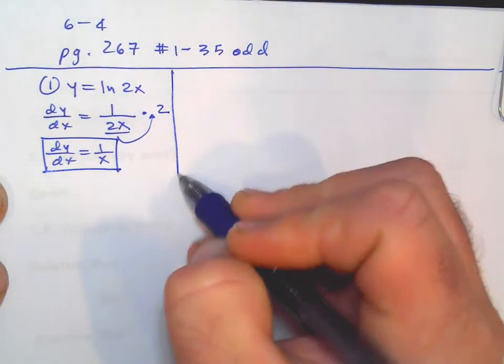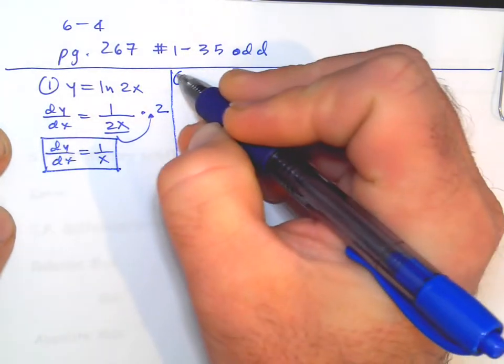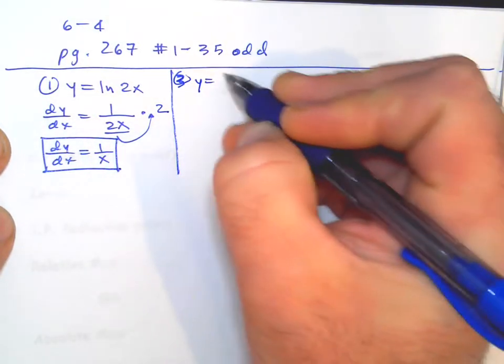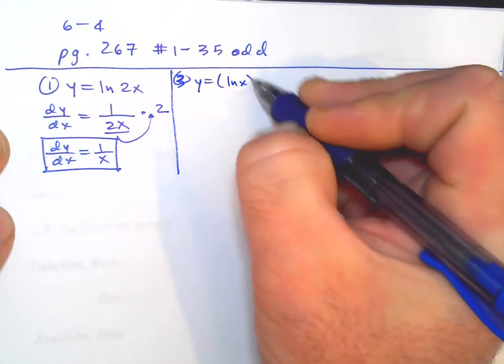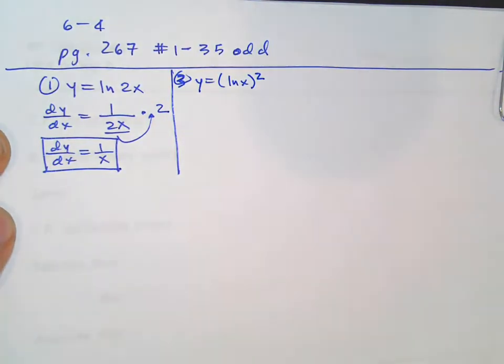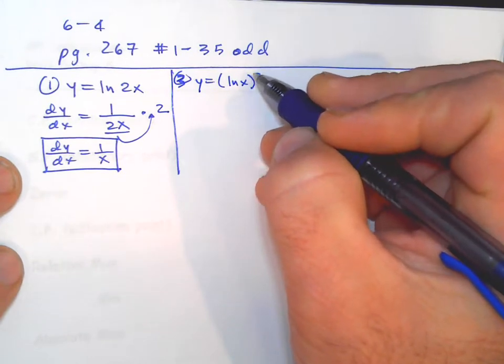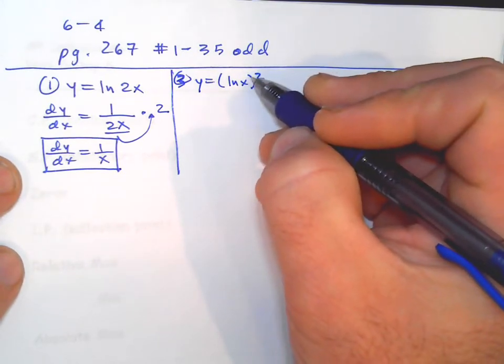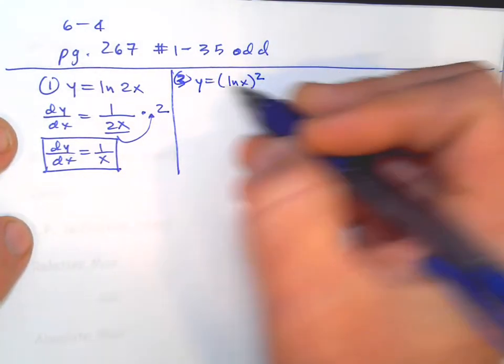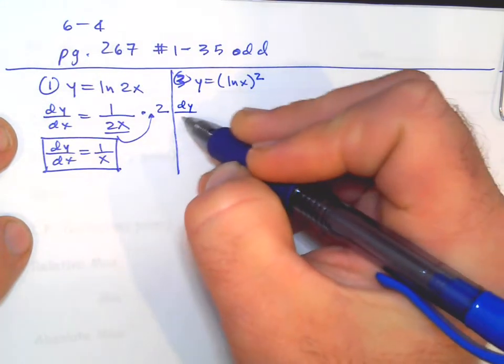There we go. Number 3, y equals natural log of x, all squared. Now, some of you guys might think, oh, I could bring the 2 out in front. Nope, that's only if the exponent is inside what's inside the natural log. So we can't do any log rules with this. So we're just going to have to do chain rule.